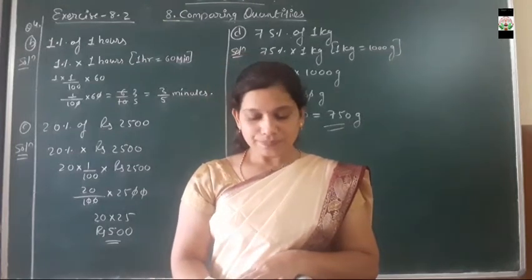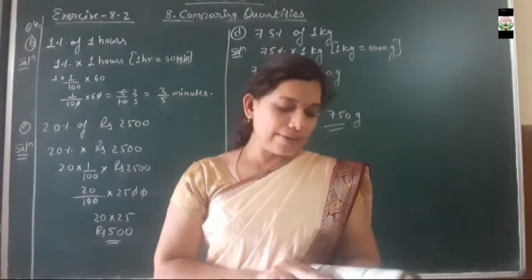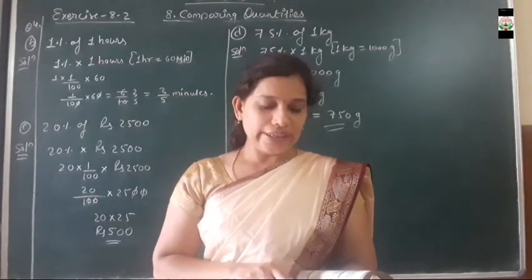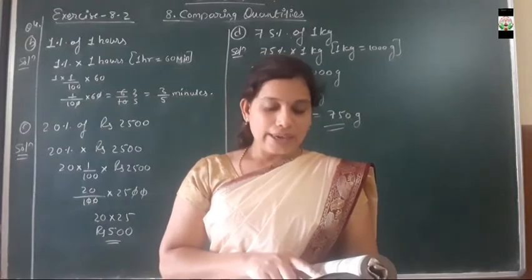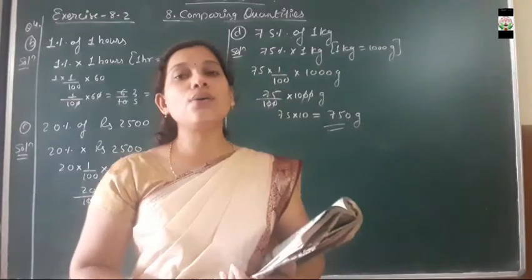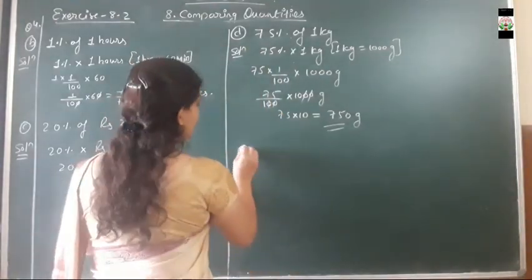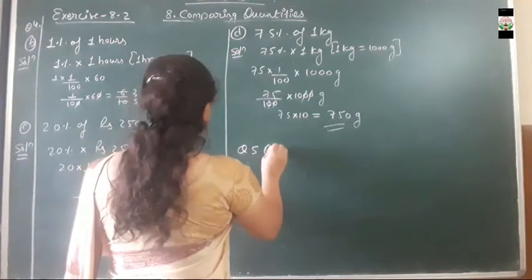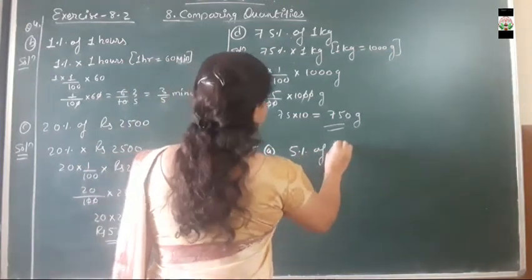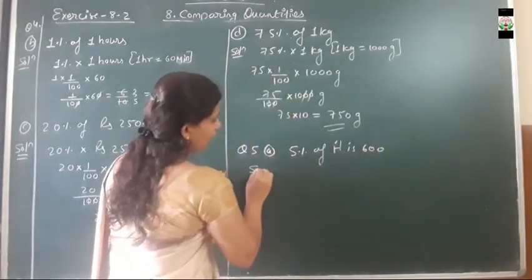Clear everyone? Now moving towards the next question, that is question number 5. What does question number 5 say? Find the whole quantity if 5% of it is 600. Find the whole quantity, that means you have to find the value. Question number 5, A part. What is the question we are having? 5% of it is 600. This is the question. So how to write?